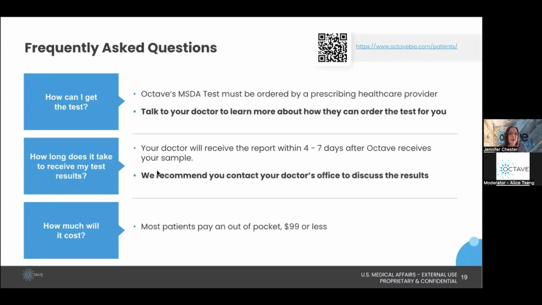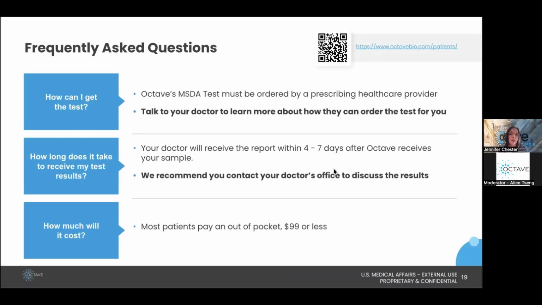How long does it take to receive the results? So the doctor will receive the report within 4 to 7 days after Octave receives the sample. So the blood test is drawn, and then they take that, spin it, and send it to the lab to be run. And the lab is in California. And then the doctor will receive those results within a week. And then we recommend that you talk to your doctor's office to discuss your specific results.